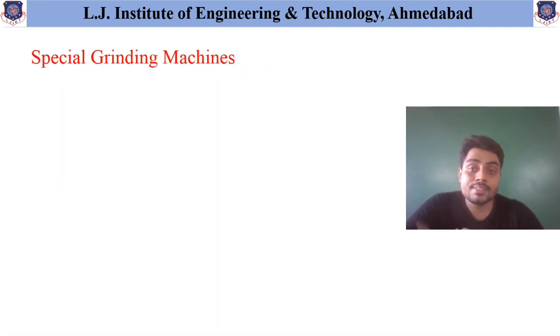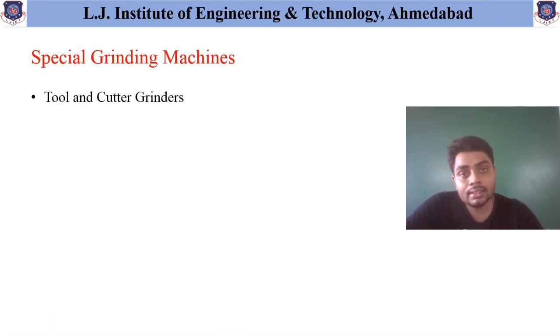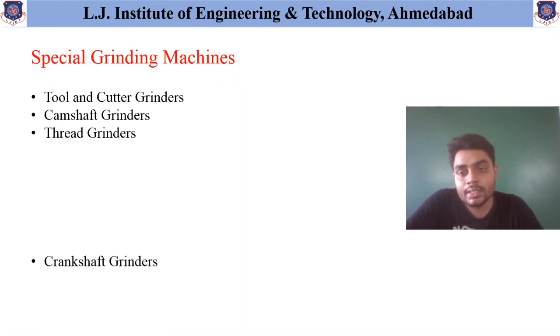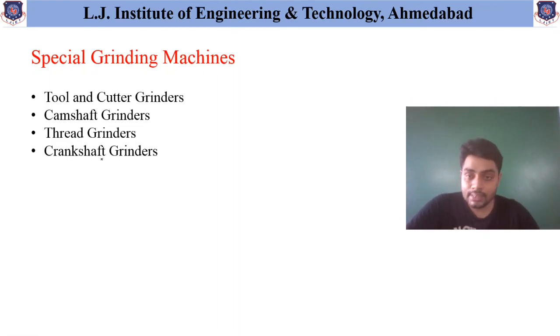There are also different special grinding machines available, from which the first one is the tool and cutter grinder. Some of the grinders are also used to manufacture camshafts, and those grinders are called camshaft grinders. Another one is the thread grinder. If the grinder is used for cutting threads on the workpiece, then it is called the thread grinder, and for that special arrangements are provided. And the last one is the crankshaft grinder. If the grinder is used for manufacturing crankshafts, then that grinder is given the name crankshaft grinder. So these are the different types of grinding machine that we have discussed.